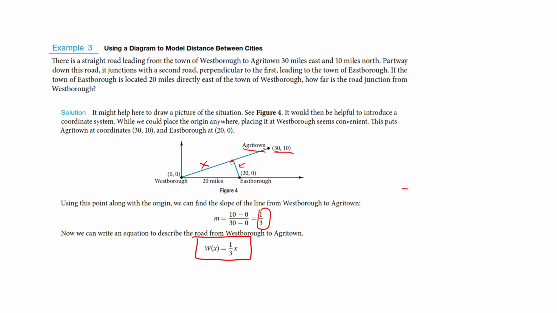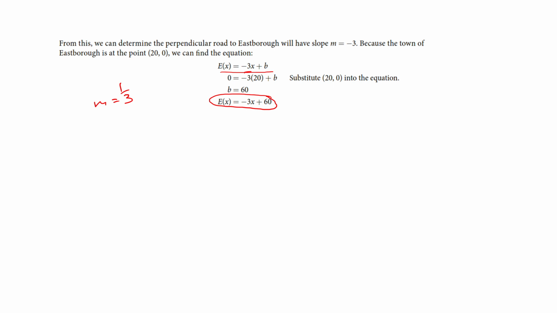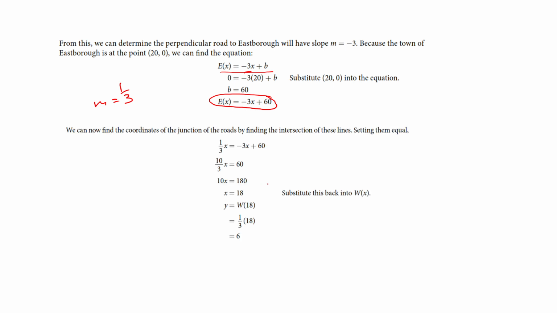Now, what good is that going to do us? Well, remember systems of linear equations. This junction point right there is where these two lines intersect. And so I'm going to set the two lines equal to each other. It's really the same thing. You're doing the system of linear equations thing.